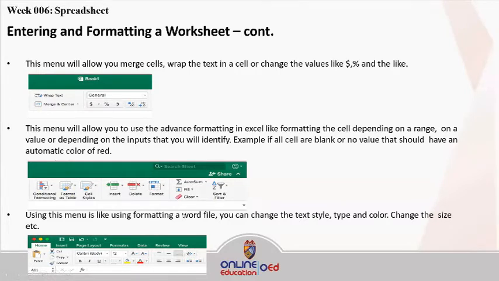We can also have the conditional formatting, format as a table. Then using this menu is like formatting a Word file. You can change the text, the type, and color, change the size, and etc. So, pag gagamitin mo daw itong menu na to, para ka rin gumamit dun sa MS Word. Kasi meron siyang bold, italic, underline, meron din siyang font type, size of the font. We can also put colors of the text. So, halos parehong-pareho lang yung tools na to, or yung toolbars with the Word document.